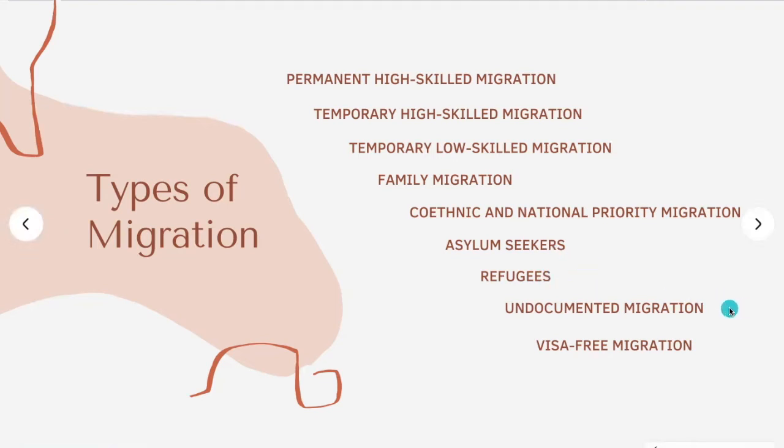Undocumented migration includes any migration that is not regulated or documented by the nation state, and this may include anyone residing in a nation without legal status. For visa-free migration, this involves the free movement of both labor and capital. As from the name, visa-free, no visa is needed. The European Union is the prime example of visa-free migration. All of these nine types of migration are important from political, human rights, and public policy perspectives, but not all of them are relevant to international production.